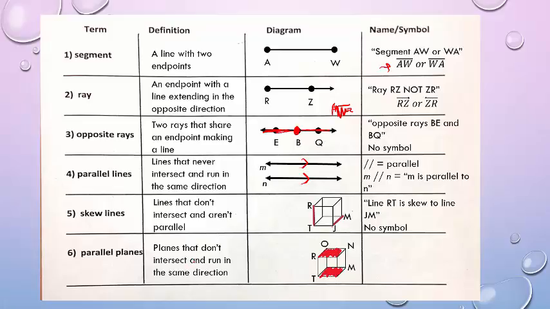Parallel planes are simply planes that don't intersect. So, for example, we'll use a box again. The top and the bottom are parallel. They don't intersect. They're never going to touch. And again, you could use the slash for the word parallel, but there's no special symbol for parallel planes. So we just say planes ORN and plane TJM are parallel.